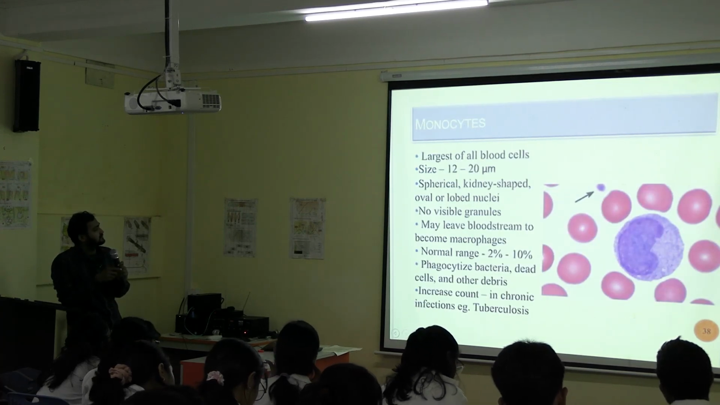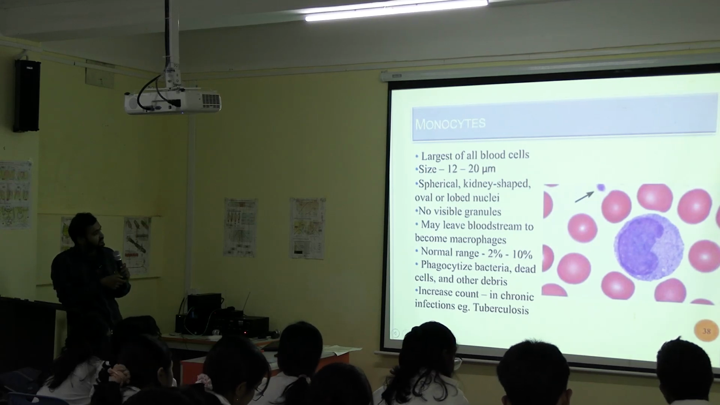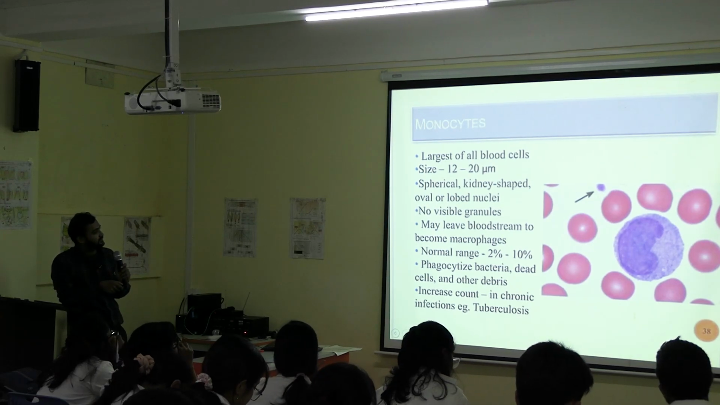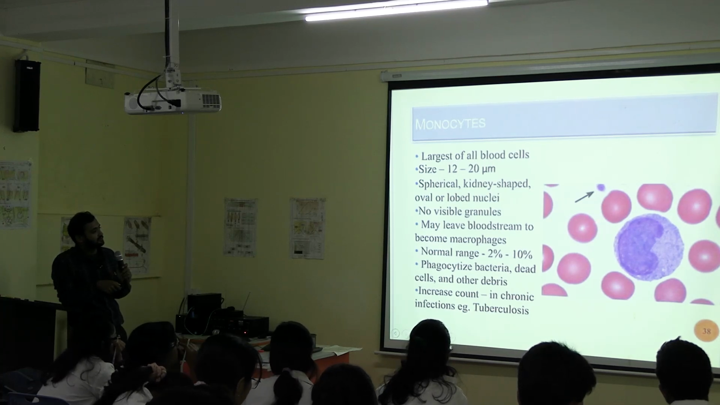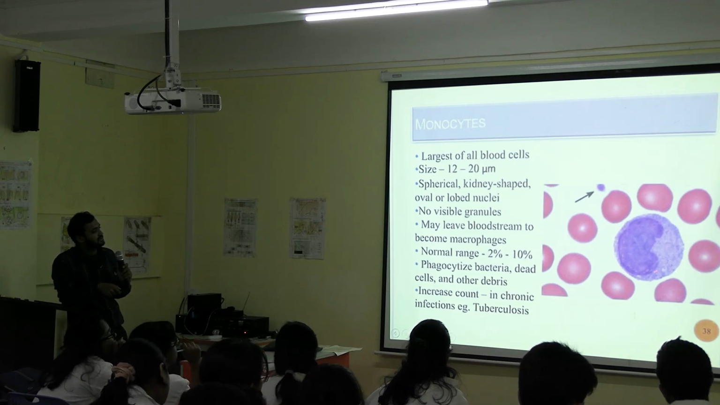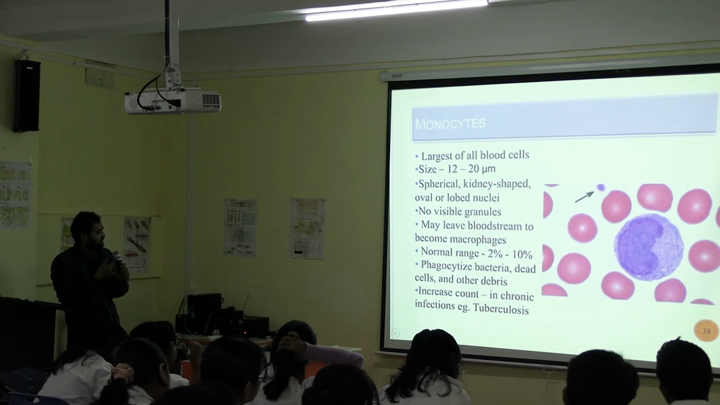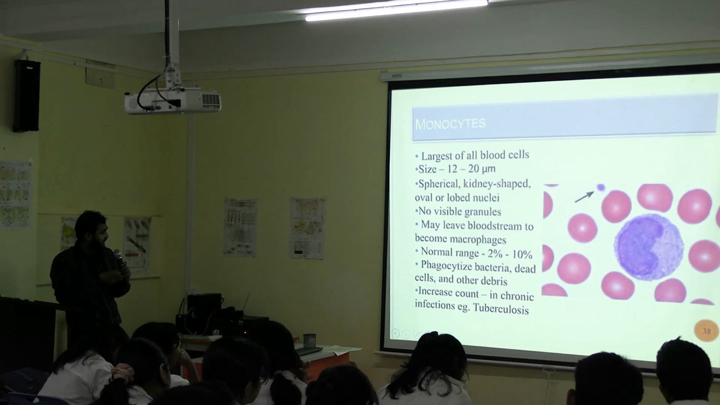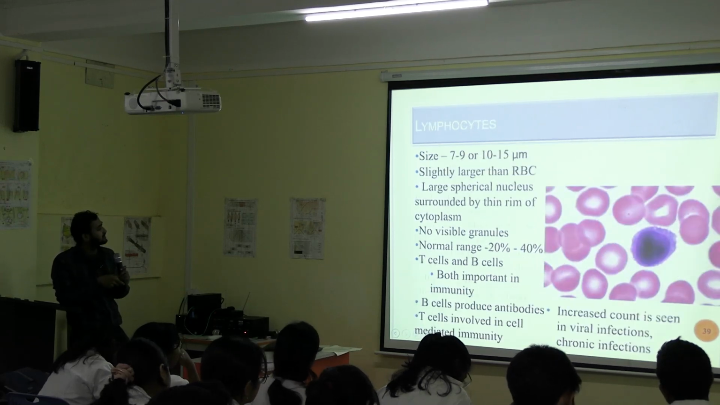And this is the largest cell, 12 to 20 micron. To identify it, you can see here now because the RBCs are separated from each other. It is not a double or triple layer, it is a single layer thick, and it is separated. So now you can differentiate the size of the RBC and compare. And it is kidney shaped. See, it looks like the shape of a kidney. It also has phagocytic action on bacterial cells and debris, and increases in chronic infections like tuberculosis.